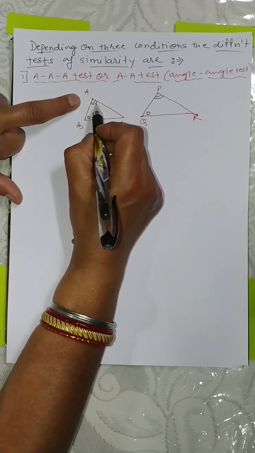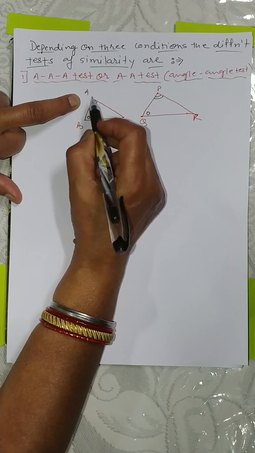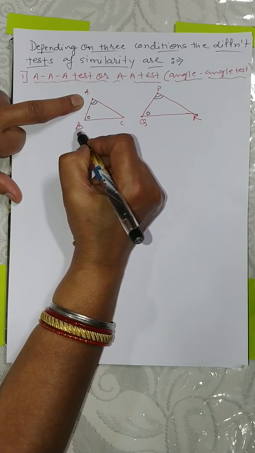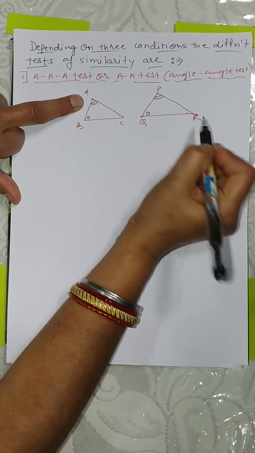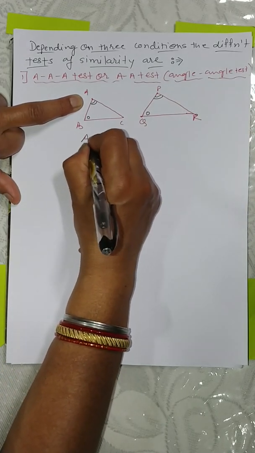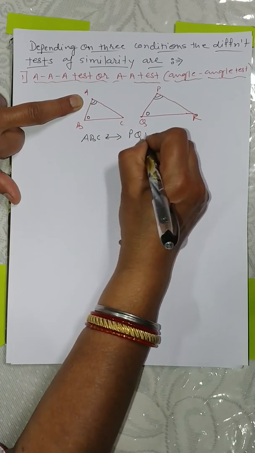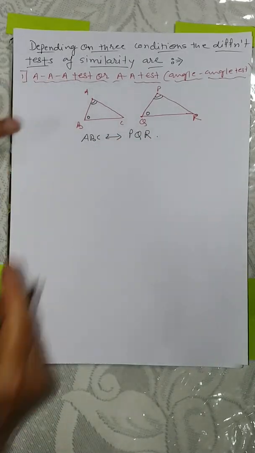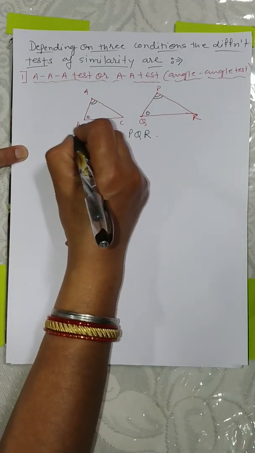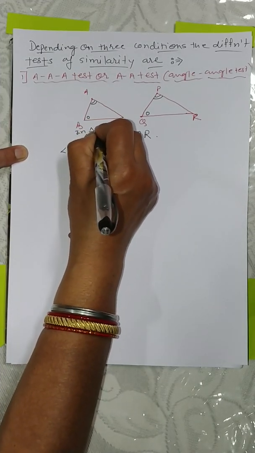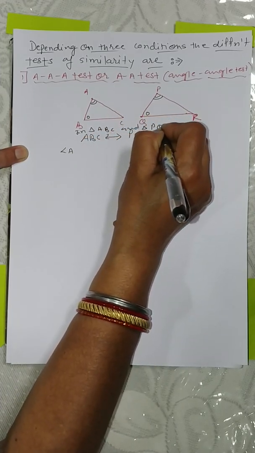So here this is angle A. If for the first triangle we start from this vertex A, so A, B, C, then here it is P, Q, R. And therefore the 1-1 correspondence is ABC corresponds to PQR. So here angle A in triangle ABC and triangle PQR.